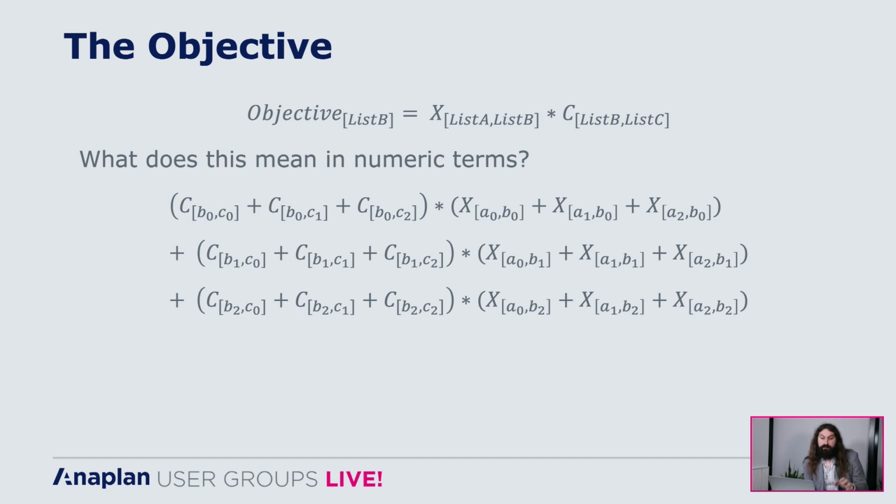And what's interesting is then, how does Anaplan get to that single number? And Optimizer will use the same logic that Anaplan does to do that top-level aggregation. So in this situation, if we have an objective dimensioned by list B, and we have X on list A and list B, and we have C on list B and list C, so we have a single common dimension between X and C, and we have two different dimensions, but the dimensionality of our constraint is that same common dimension.